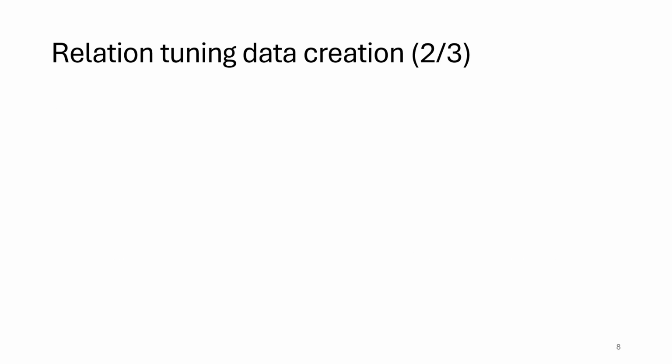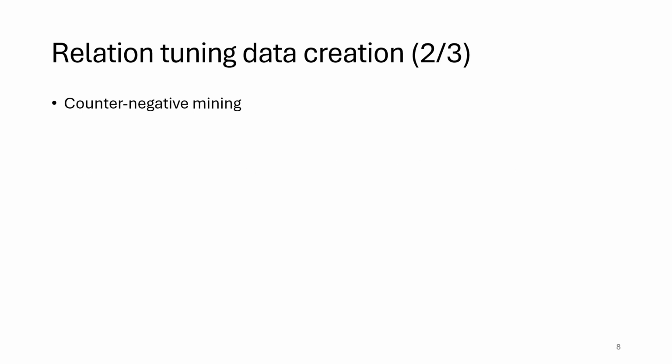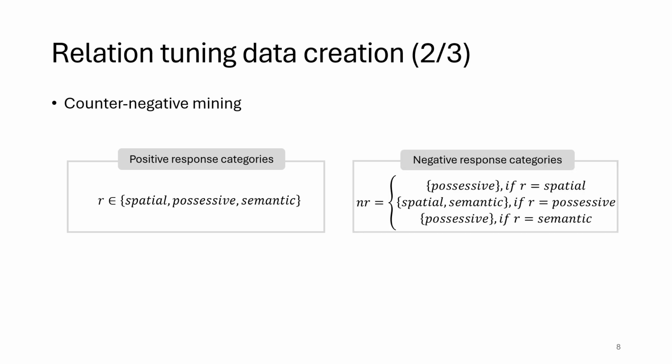Further, to partially tackle challenges 2 and 3 of incomplete and coarse ground truth, we introduce a counter-negative mining approach that selectively assigns negatives based on the relation type. Treating unlabeled as negatives penalizes fine-grained answers. Hence, for each positive response category, we assume the mutually exclusive negative response categories.